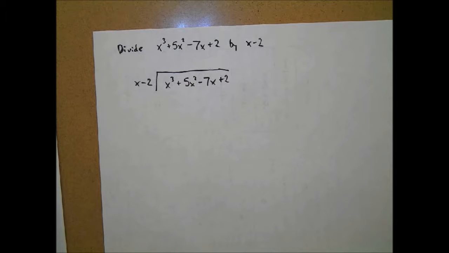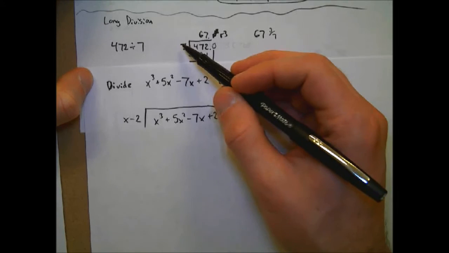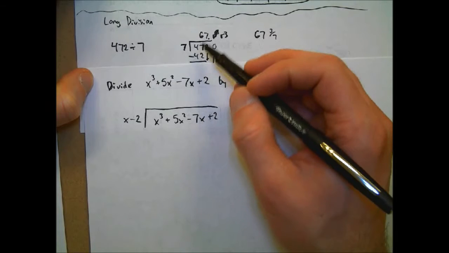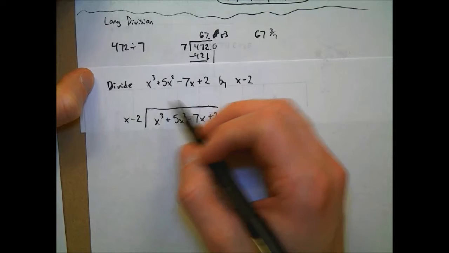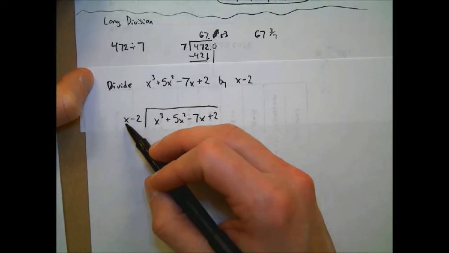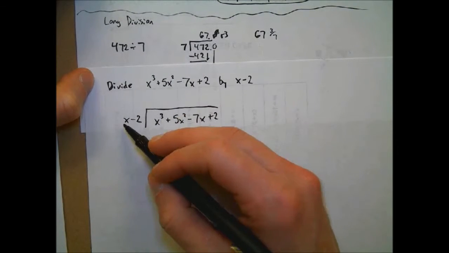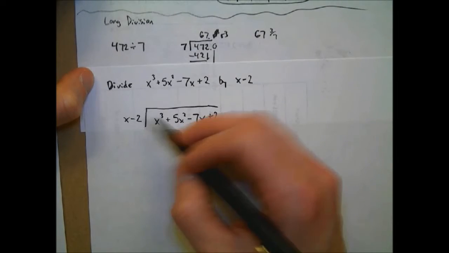Okay. Now, again, think back to that long division problem we were just doing. When we go to do the algorithm here, we took that 7, and we asked what times 7 will get us close to that 47, right? So, same thing here. We're going to ask what times the x will get us close to x cubed. So, what times x will get us x cubed? What can we multiply x by to get x cubed?